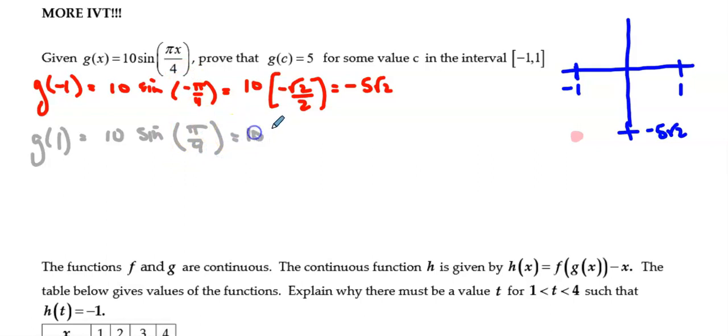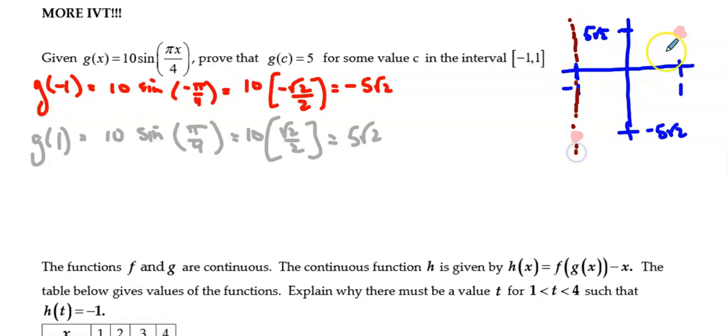And that's going to be equal to 10 times positive, because we're in quadrant 1, clearly, square root of 2 over 2. And that's going to give us positive 5 square roots of 2. So then what this means is that if we're now at 5 square roots of 2, we're over here now. So we're at this value. Now remember, we're on the interval from -1, right? So our graph is in between -1 and 1.